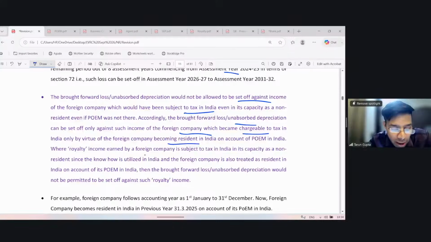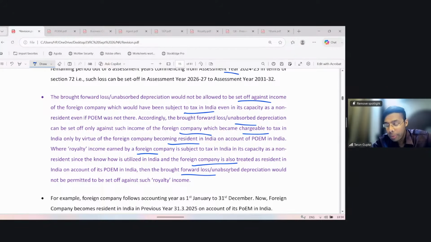Example, where royalty income earned by a foreign company is subject to tax in India in its capacity as a non-resident, since the know-how is utilized in India, and the foreign company is also treated as resident in India on account of its POEM in India, then brought forward loss or unabsorbed depreciation cannot be permitted to be set off against such royalty income. Clear?